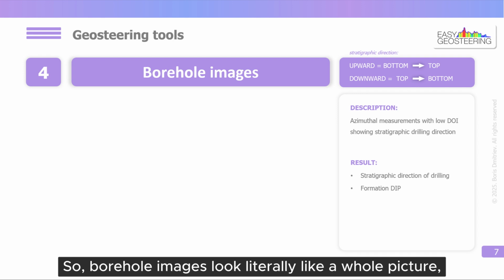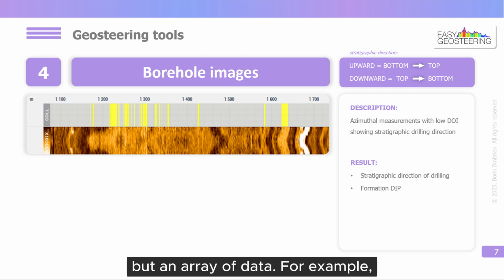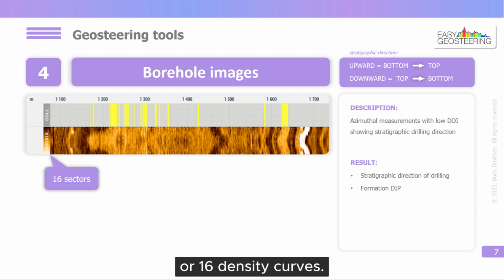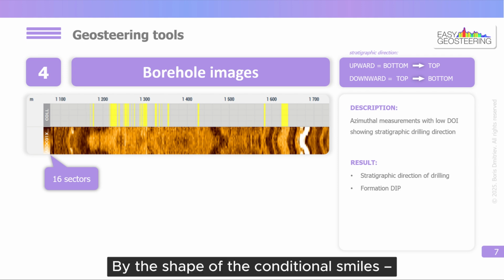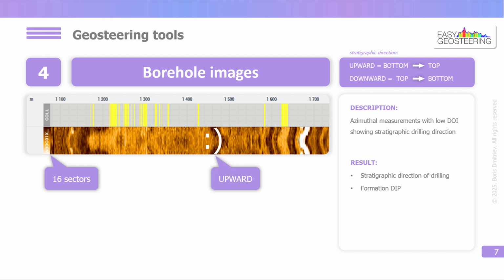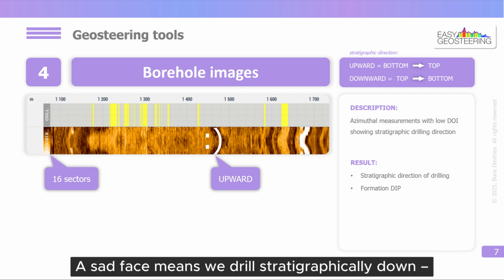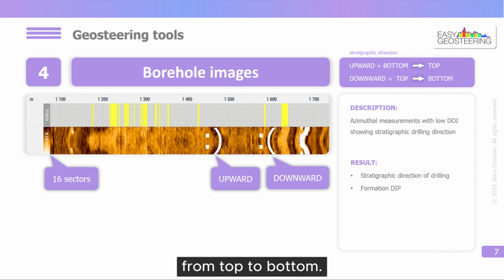So, borehole images look literally like a whole picture, since it's not a single curve, but an array of data. For example, a density image consists of 16 sectors or 16 density curves. How to interpret this picture? By the shape of the conditional smiles. A smile face indicates we are crossing the bed boundary in a stratigraphically upward direction from bottom to top. A sad face means we drill stratigraphically down from top to bottom.